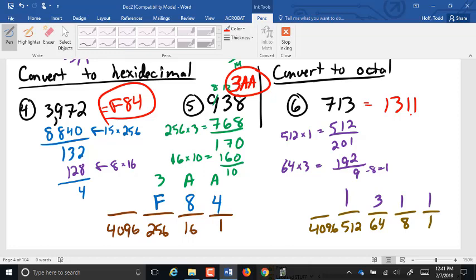Anybody have all 5 of those right? Or all 6 of those right? Sure did? Cool.